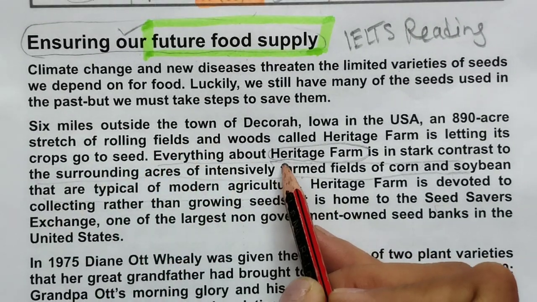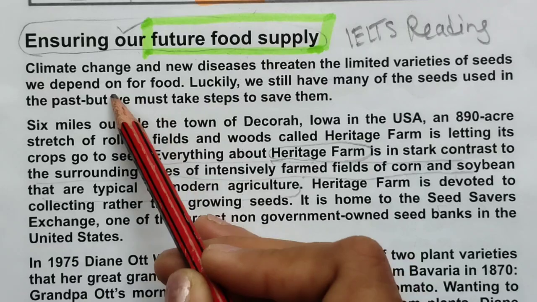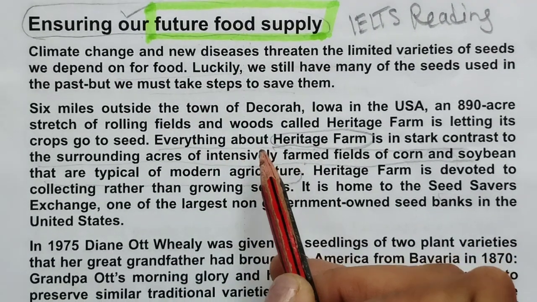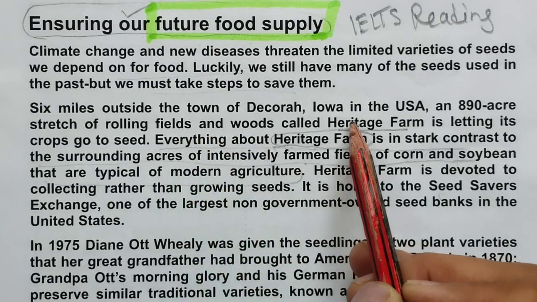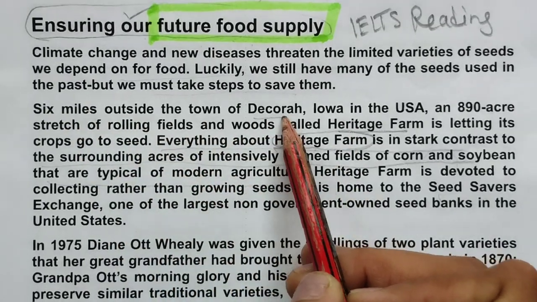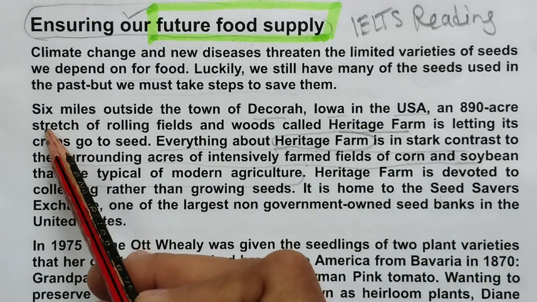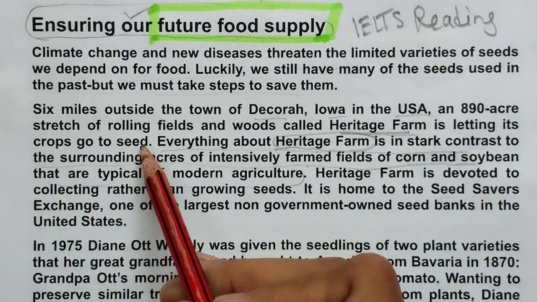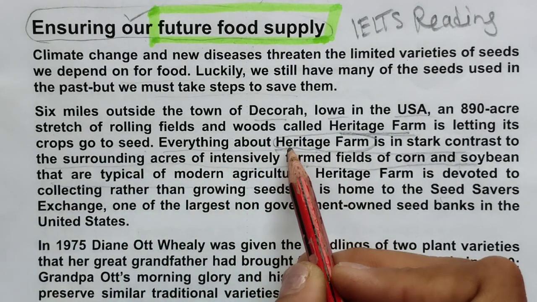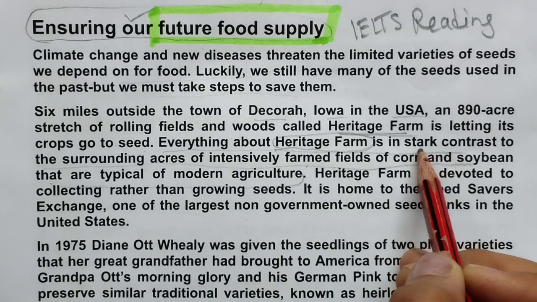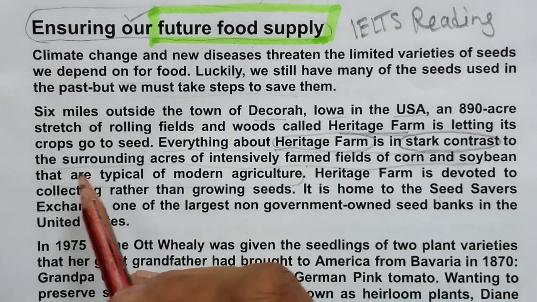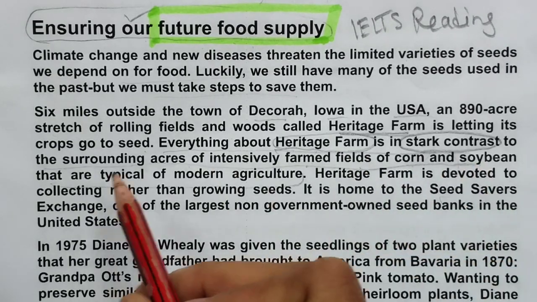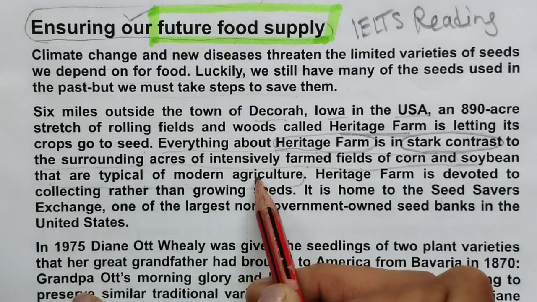So as I told you, heritage farm. So your pencil should move like that. So heritage farm I can see here. Let's, and here also. Okay, so 6 miles outside the town of this Iowa in the USA, 890-acre stretch of rolling fields and woods called Heritage Farm is letting its crops go to seed. Everything about Heritage Farm is in stark contrast to surrounding acres of intensively farmed fields of corn and soybean that are typical of modern agriculture.